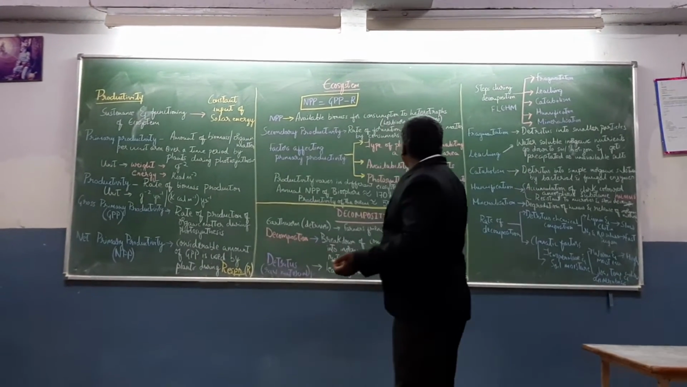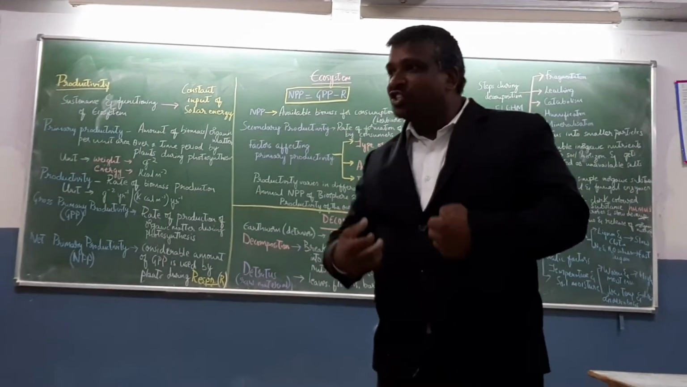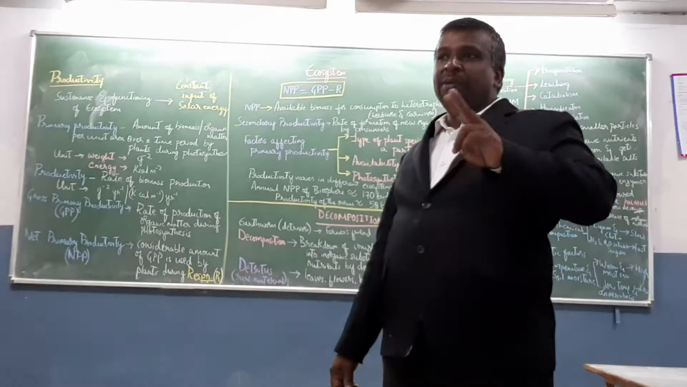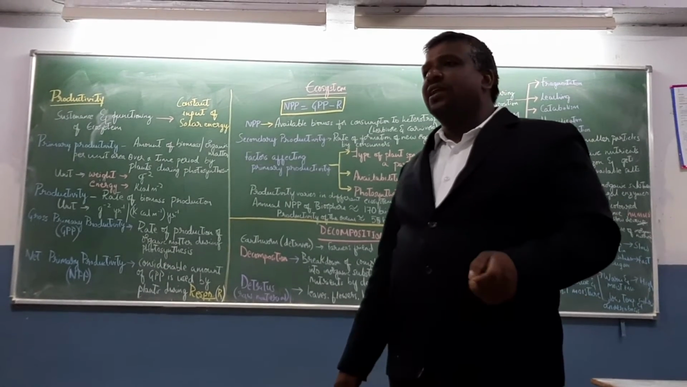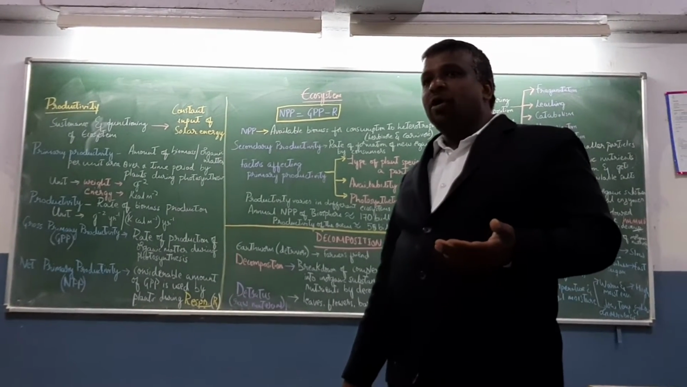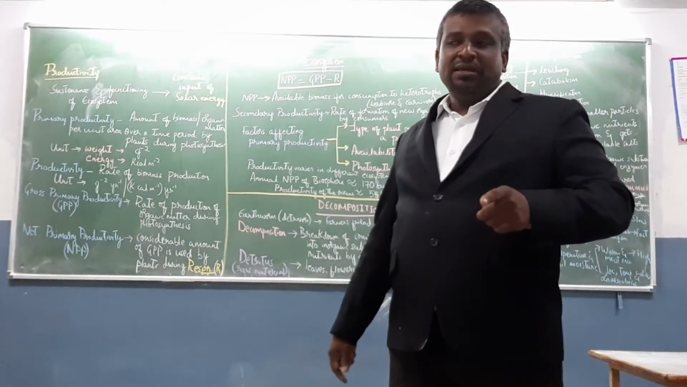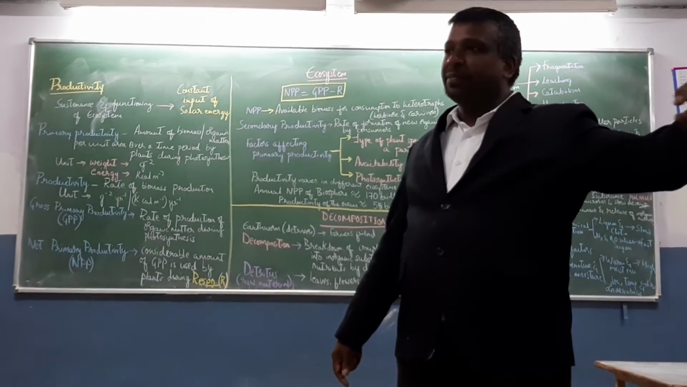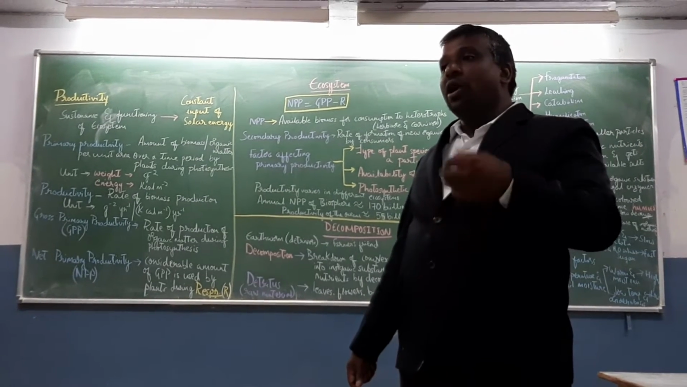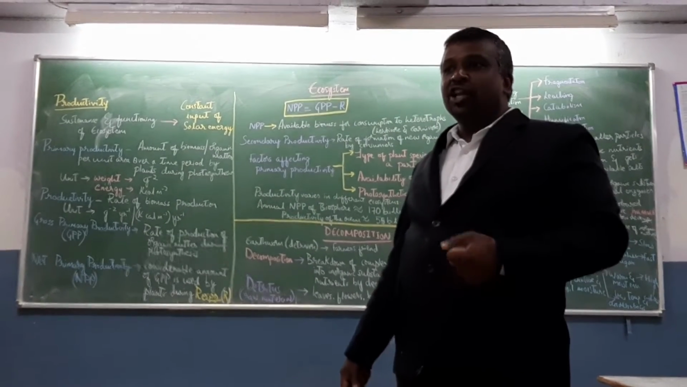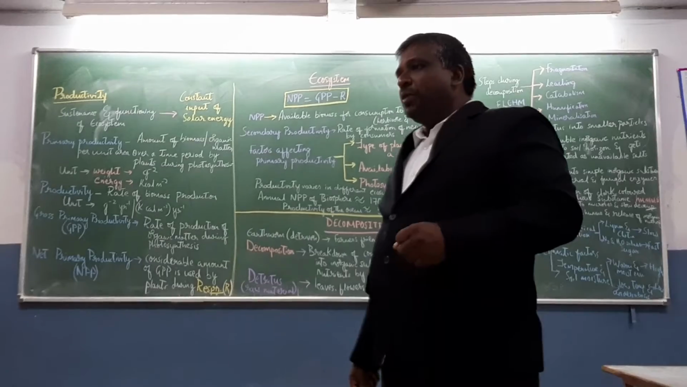What is secondary productivity? The rate of formation of biomass or organic matter in the consumers. It can be herbivores, primary carnivores or secondary carnivores. So we call it secondary productivity. Rate of production of biomass or organic matter in consumers. In plants, by photosynthesis, we call it primary productivity. Secondary productivity is by consumers. The new biomass produced by the consumers, we call secondary productivity.